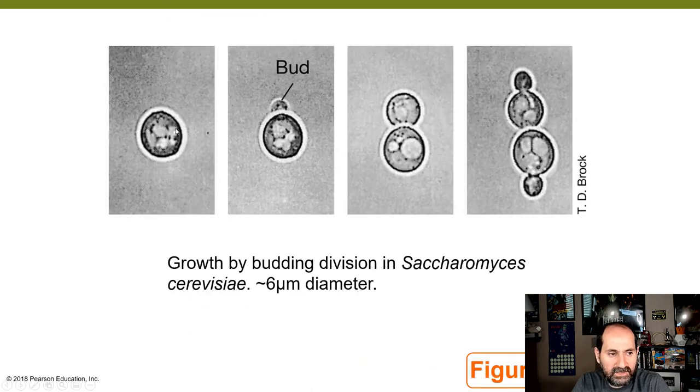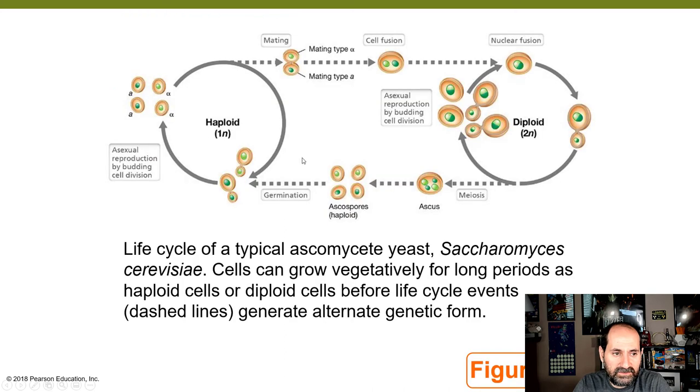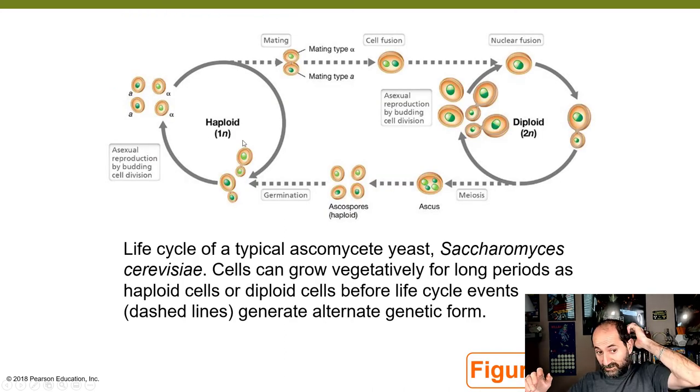So here's your Saccharomyces cerevisiae cell. And Saccharomyces cerevisiae will divide via budding. A bud will form, extend, and form an independent cell, leaving a scar behind. There are two mating types of yeast in the Saccharomyces cerevisiae, which I'll show you in the next picture. Yeast cells can switch from one type to another by a genetic switch mechanism. So this is their life cycle.